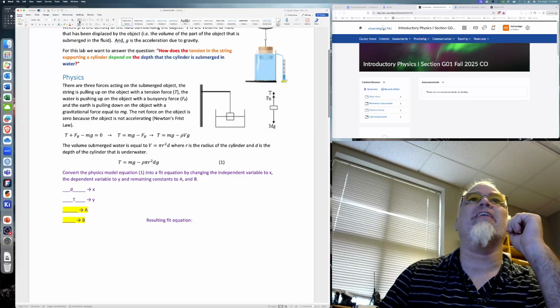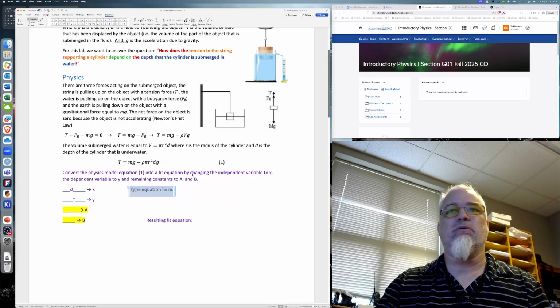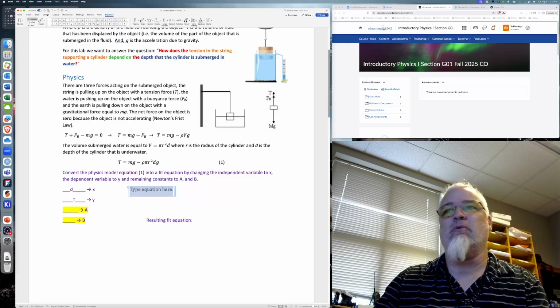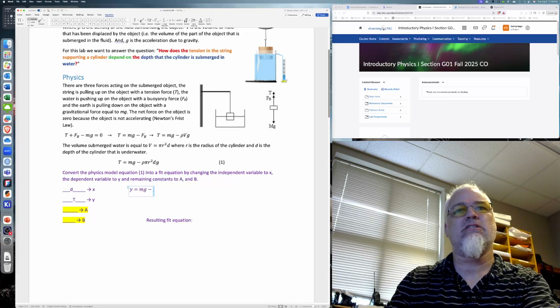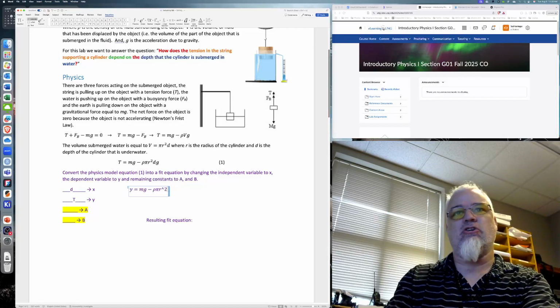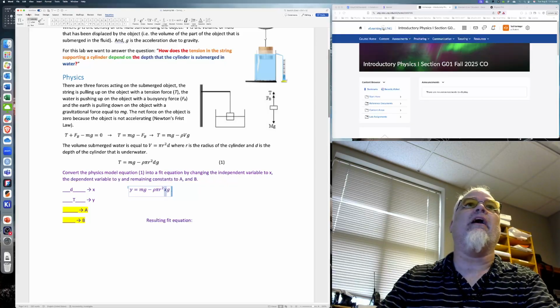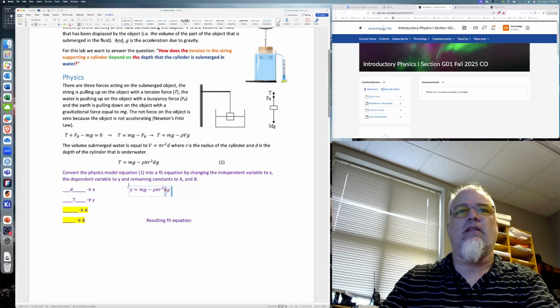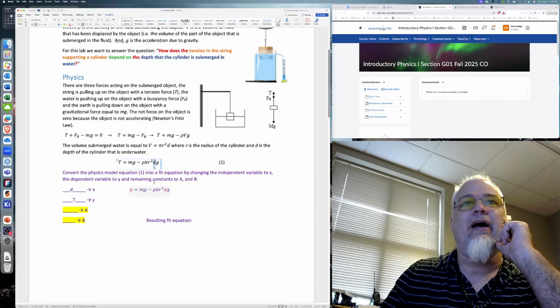So I'm going to go ahead and start there and rewrite the equation showing what we get when we substitute y for the dependent variable and x for the independent variable. What I'm going to end up with is y equals mg minus rho times pi times r squared times x times g. The x is there because this d got turned into an x, and the y is here because this T got turned into a y.